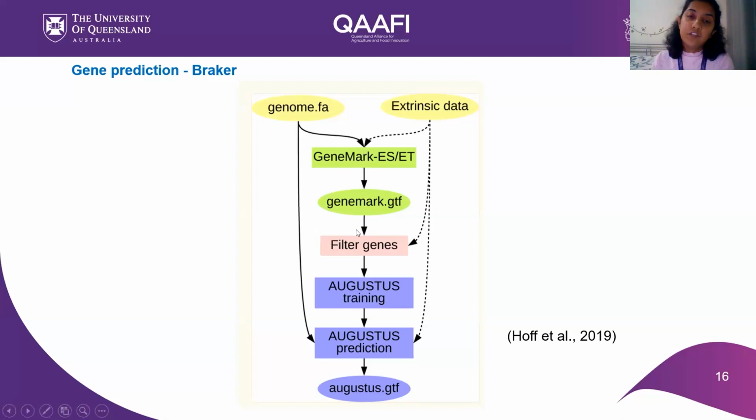So basically what it does is it first executes self-training of GeneMark to produce an initial set of genes, and then among those genes produced by GeneMark, BRAKER selects those having support in introns from the extrinsic data. And that set of genes produced by GeneMark is then used as a training set by Augustus to produce the final set of genes.